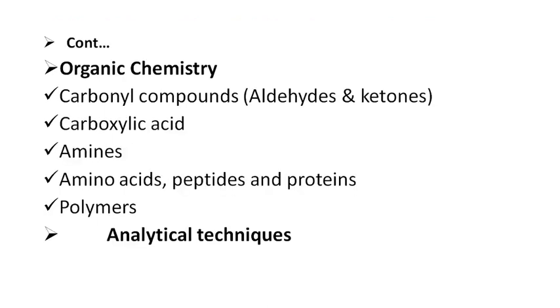We'll now go with the next, that is organic chemistry. In organic chemistry, we have carbonyl compounds, comprising aldehydes and ketones, carboxylic acids, amines, amino acids, peptides and proteins, and also polymers, which come under organic chemistry. Don't worry, students. I will take you through different presentations so that you understand, so keep on tracking what we are going to learn.